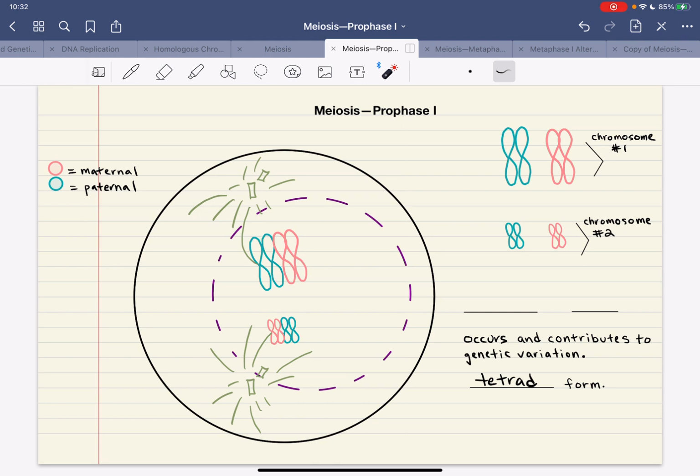What's crazy is that they can break the chromosome at any point, and that's the randomness of it. They could break it here and only trade a little sliver. They could break it here and trade a big chunk. So let's pretend they broke it right here. The result would be something like this. They actually trade alleles. Now each pair is going to do that. They can do it multiple times actually. So let's say it also happens down here.